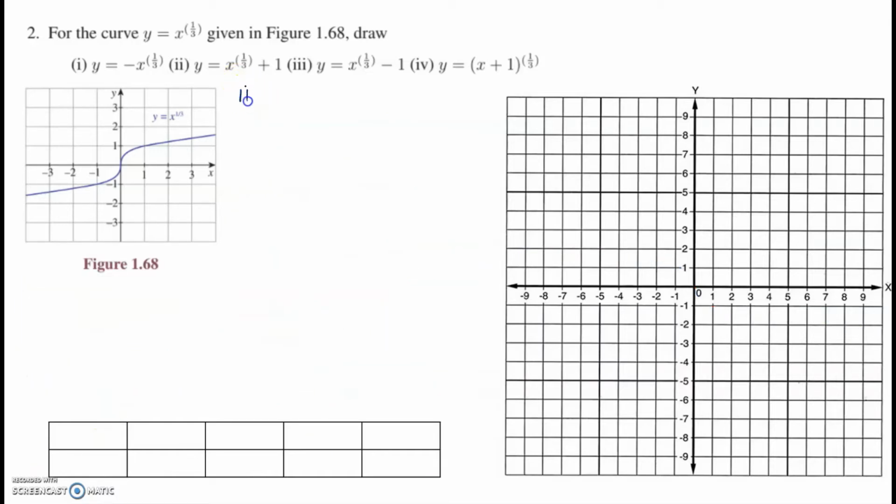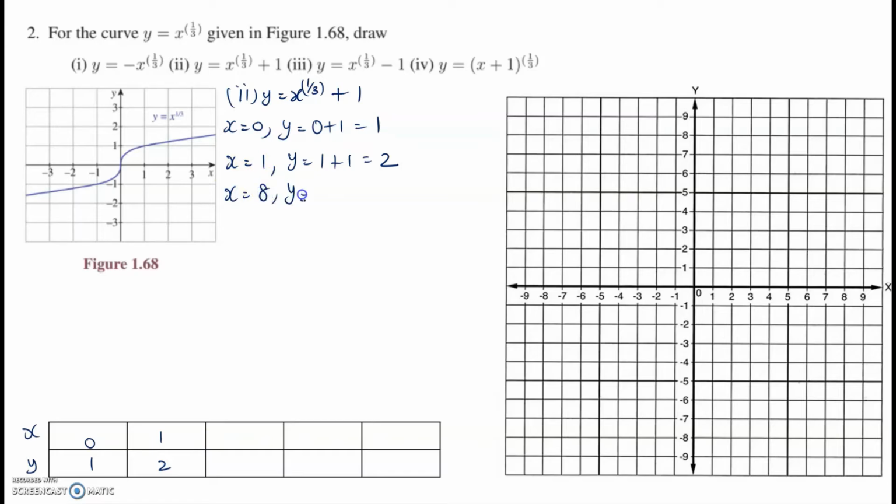Let's do the second part of the question, which is y is equal to x to the power 1 by 3 plus 1. So again, let's plot. Let's take x is equal to 0. Then y is equal to 0 plus 1, which is 1. So we have 0 and 1. And if x is equal to 1, y is equal to 1 plus 1, which is 2. When x is 1, y is 2. Then when x is equal to 8, y is equal to 2 plus 1, which is 3.